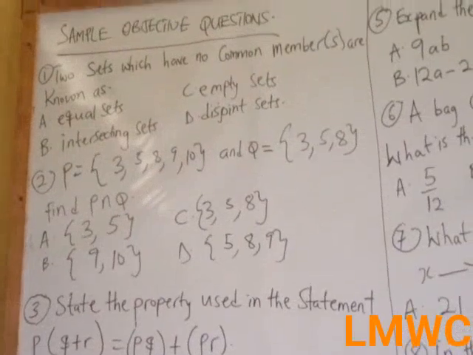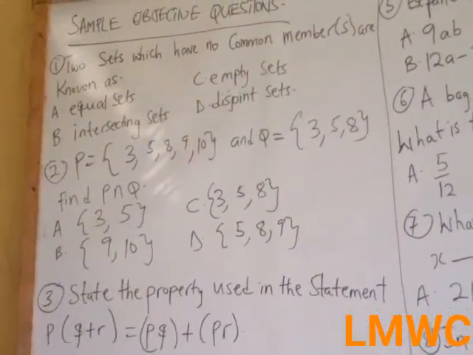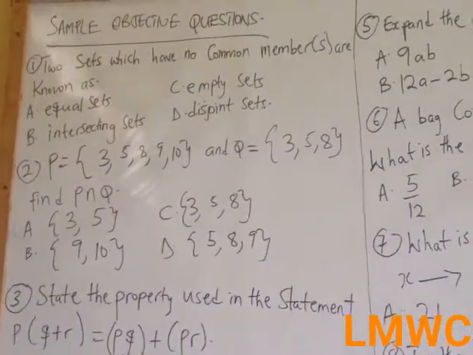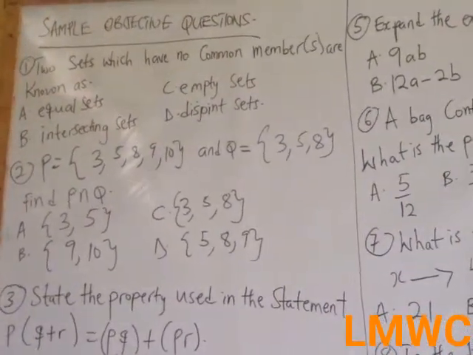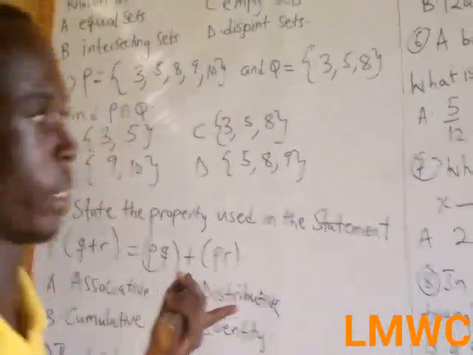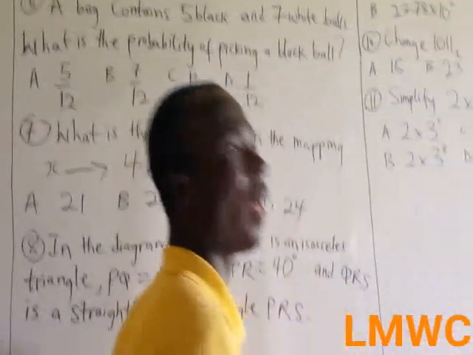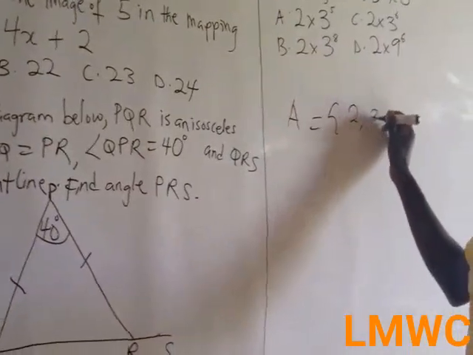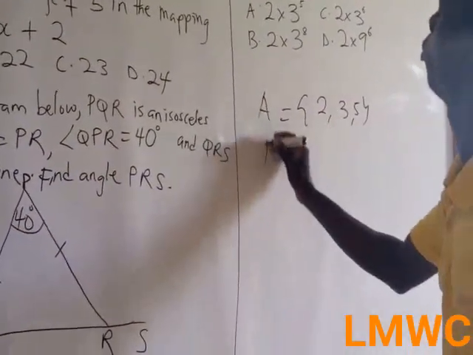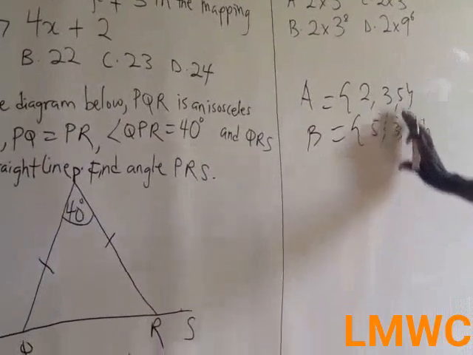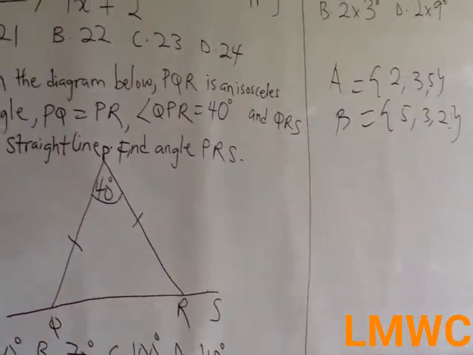So question 1. Two sets which have no common members are known as A. Equal sets, B. Intersecting sets, C. Empty sets, D. Disjoint sets. When we talk of equal sets, they have the same elements. Like if I have set A, 2, 3, 5, set B can have 5, 3, 2. You see, we have the same members. These are equal sets.